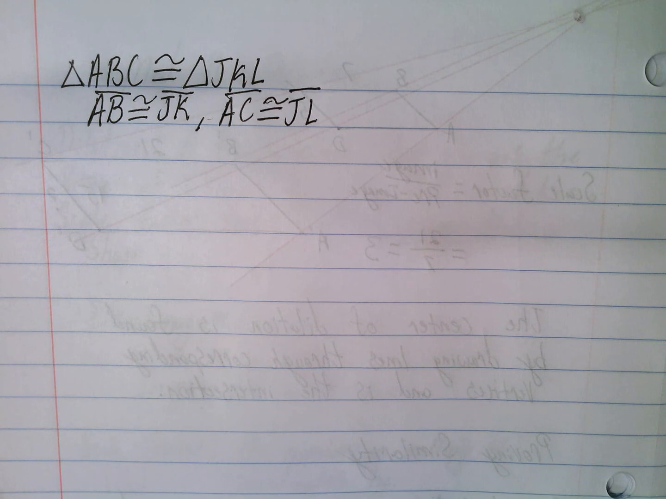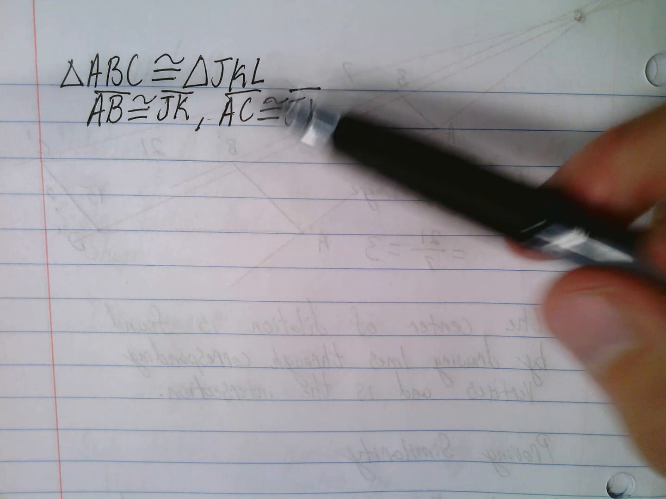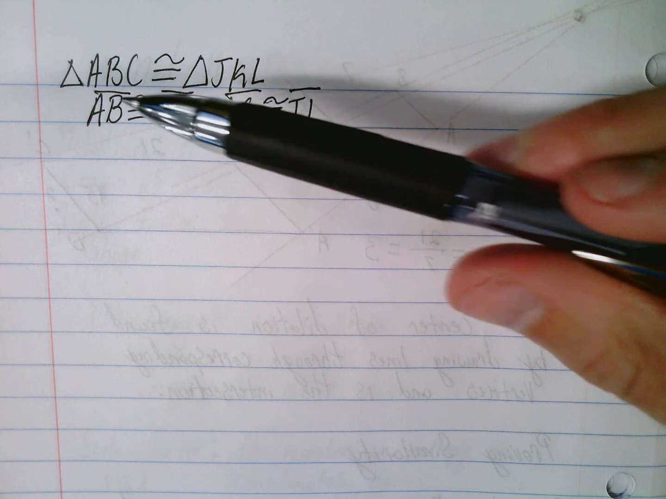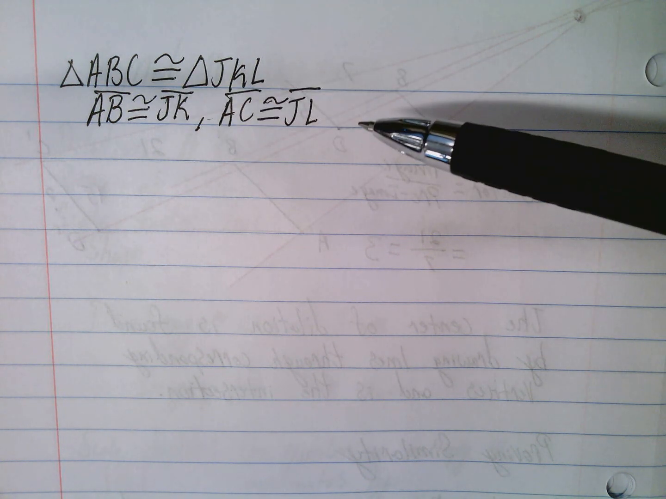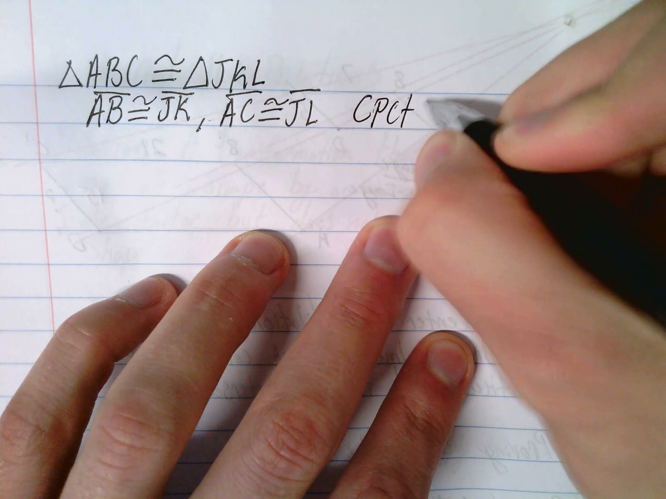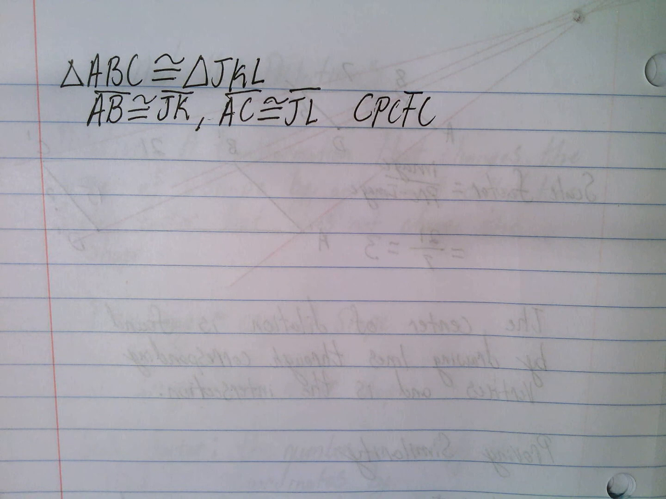And how would we know this? What was that acronym? I heard somebody say it. Right? CPCTC. Corresponding parts of congruent triangles are congruent. So AB corresponds with JK and AC corresponds with JL. This is our CPCTC. Well, we've got something similar for similarity, and we have to name them as such.